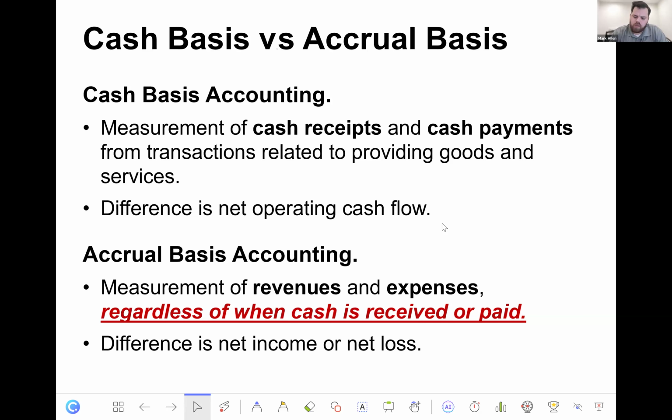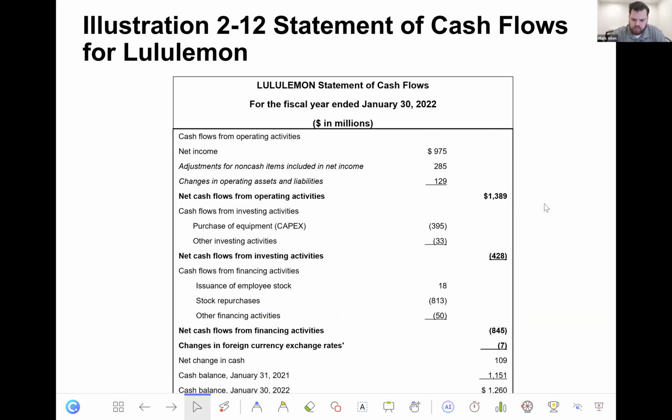So the last slide I believe we covered in class was this one, where we actually went through an example of a real company's statement of cash flows. And what we said here was a couple of things. We said, one, we liked that they had positive operating cash flow. That's that 1389 number right here. That tells us that the company is generating positive cash from their main thing that they do. So from, in this case, Lululemon, it'd be selling their clothes, for example.